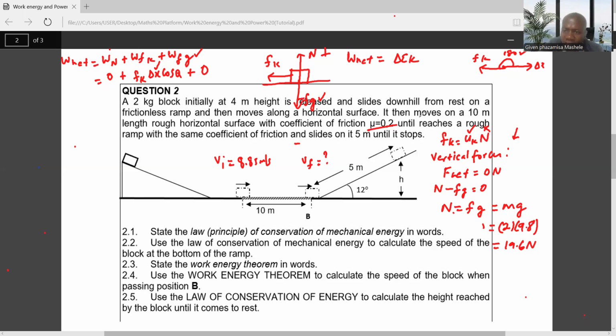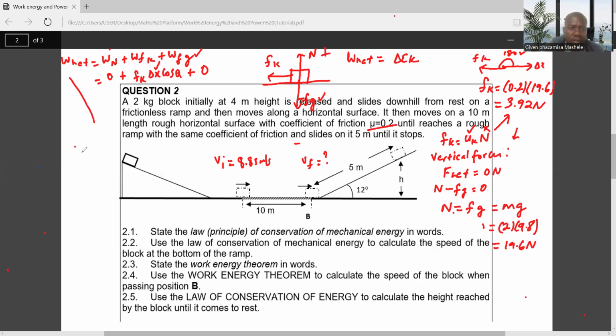Using the formula, the frictional force Fk will be mu k times the normal. Mu is 0.2 and the normal is 19.6, which we just calculated. So 0.2 multiplied by 19.6 gives us a frictional force of 3.92 newtons.